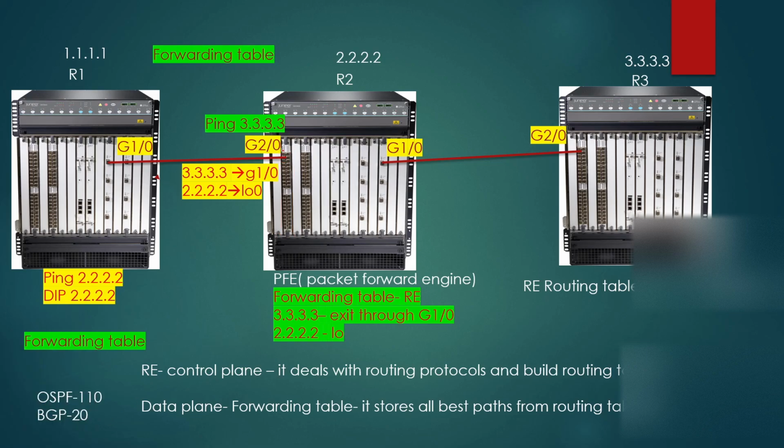See, I drew it. So this is a PFE. It means this entire forwarding table is located in the routing engine, and one copy it is giving to the PFE. Now the PFE has the details. Look at this now. I am trying to initiate a ping from R1. So what is my destination IP if I initiate a ping from R1 to 2.2.2? Let's initiate for 3.3.3 first.